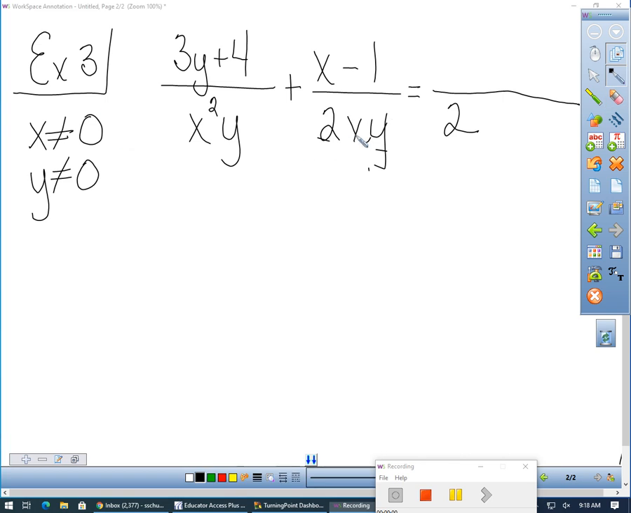And we have just an x on this side. So common out of those is the x squared. And in both of them I have a y. That's my common denominator.